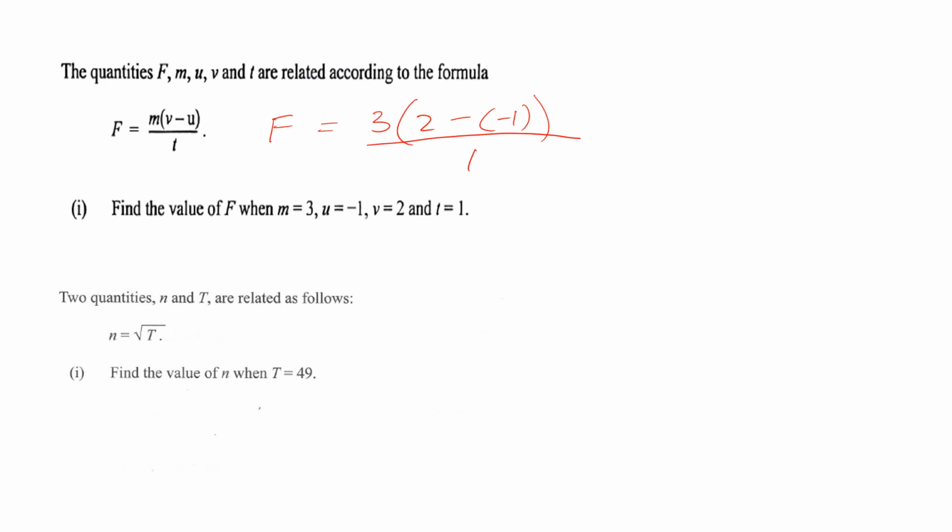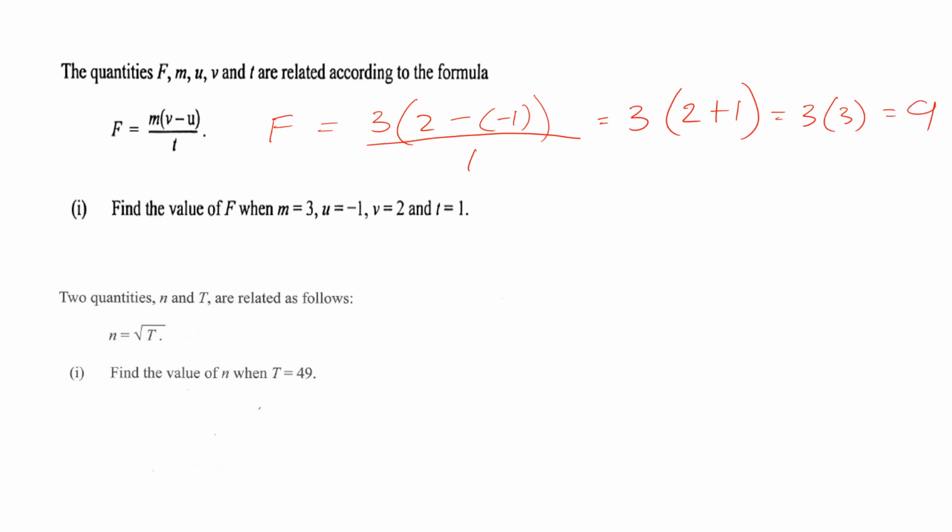So we can simply focus on the numerator. Let's simplify what's in the bracket first. In the bracket, we have 2 minus -1. But minus -1 is the same thing as plus 1. So in the bracket, we're going to have 2 plus 1. All right. Then we can further simplify, which is 3 times 3, which is equal to 9. So the answer to that first one is 9.